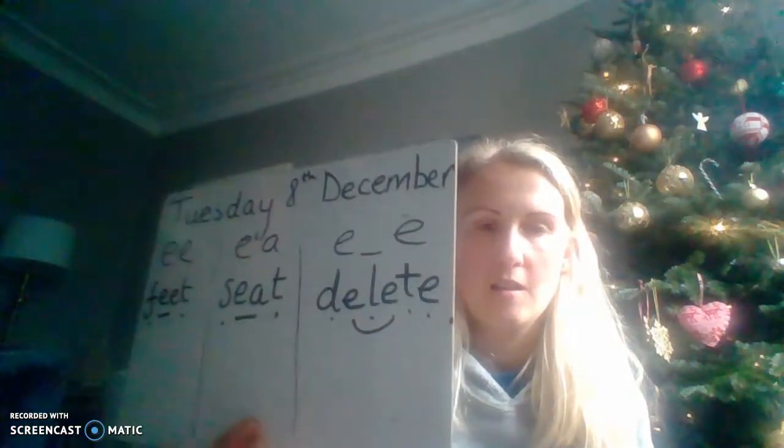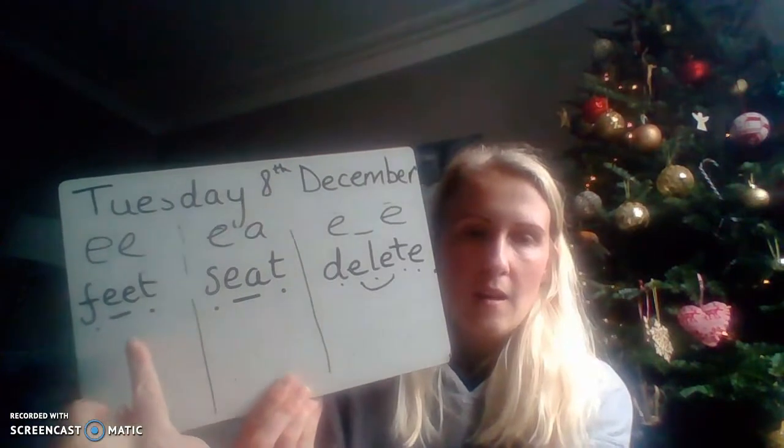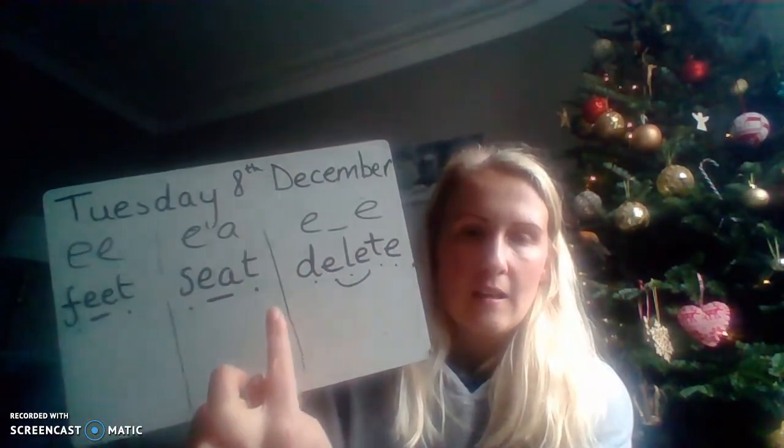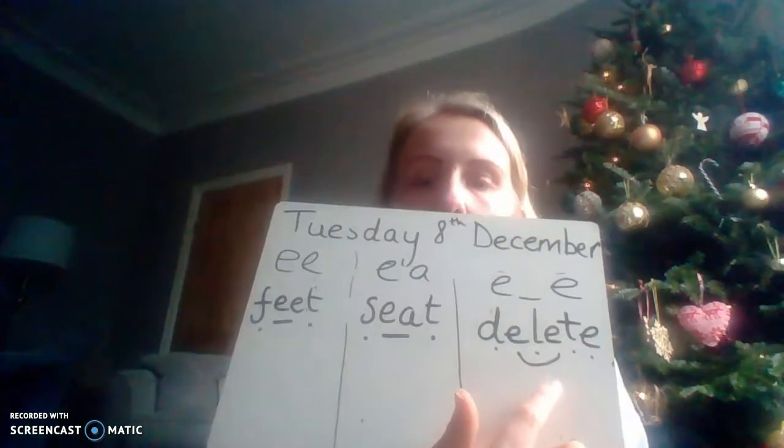Okay, so I'm going to share with you now what I have done. If you have got them correct, give yourself a tick. If you have put them in the wrong column, then don't worry about that. You can just change them to the correct column now, okay? So we've got feet. Seat. Here. And delete is in this column here.